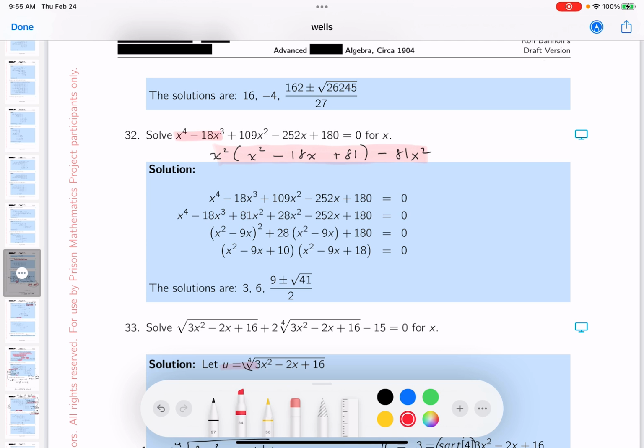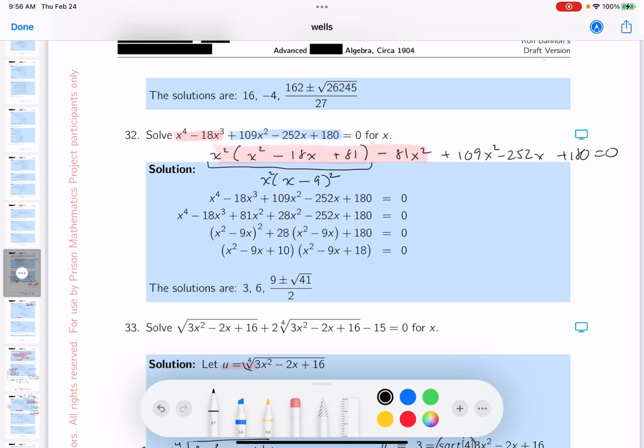Now, of course, when I do that, I want to do the other part now. What's the other part going to be? I'm going to write this down now, the whole thing. So what do you write over there? Plus 109x squared minus 252x plus 180 equals 0. I'm going to look at this part over here, and I realize it's really a perfect square. It's x squared, and then x minus 9 squared.